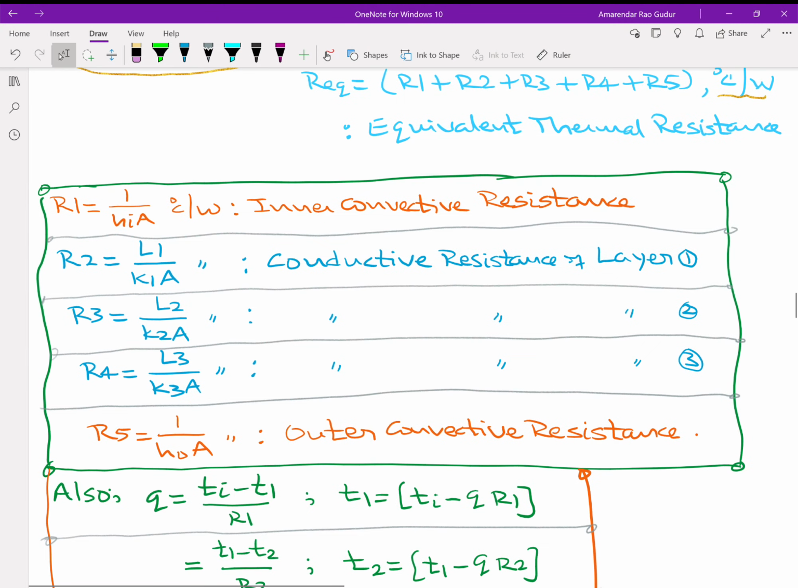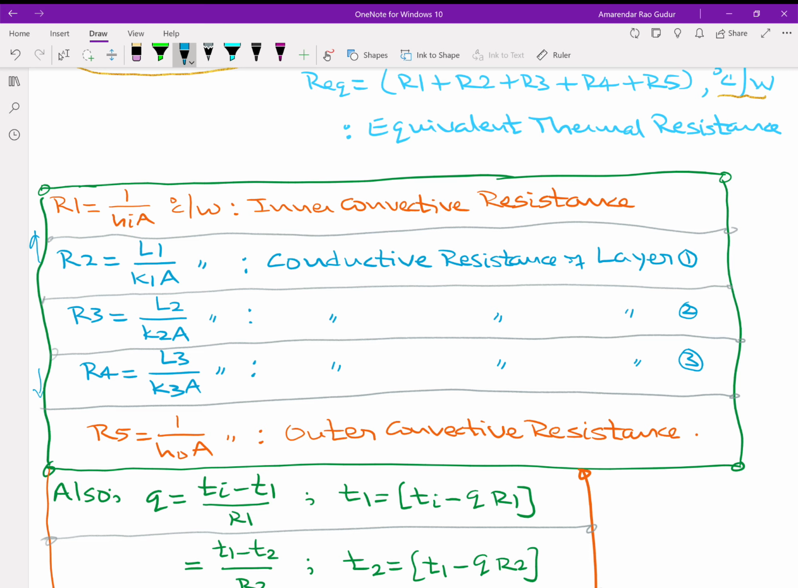Now, R equivalent is sum of the individual resistances. Then R1 is inner convective resistance, already I told you, 1 by HiA. R2 is L1 by K1A, conductive resistance of layer 1 of thickness L1, material having thermal conductivity K1. R3 is conductive resistance of second layer, thickness L2, material K2. R4 is conductive resistance of third layer of thickness L3, material K3, and so on. So these particular conductive terms are flexible. You can have as many as you wish, beginning from 1, and you can go on up to 3, 4, 5, 6.